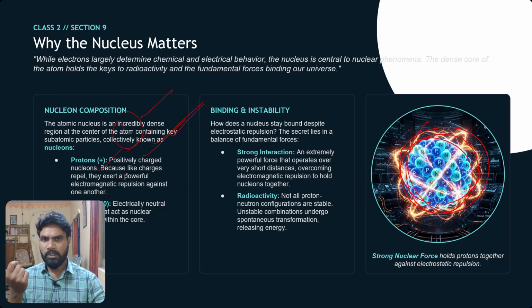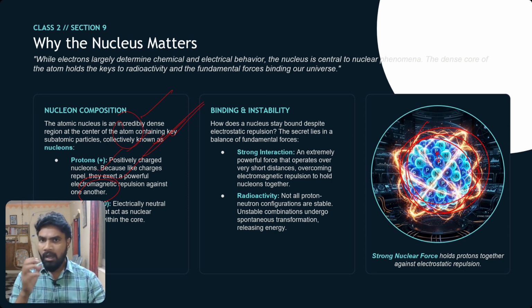So protons have positive charge and mass. We have seen it. Because they are like charges, they exert a powerful electromagnetic repulsion against one another. The protons that are present in the nucleus repel each other because both of them are positively charged. Their charge is the same. They exert a repulsive force against each other. Because of that reason, the center or nucleus will be very unstable in certain atoms.